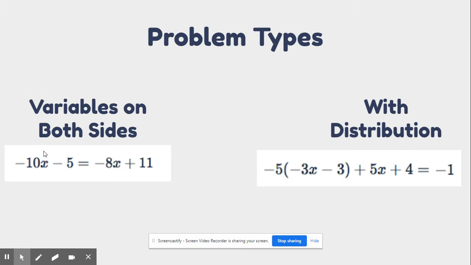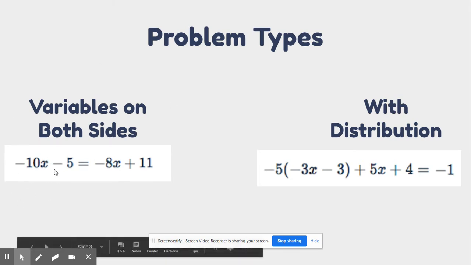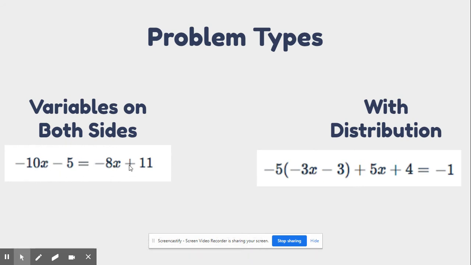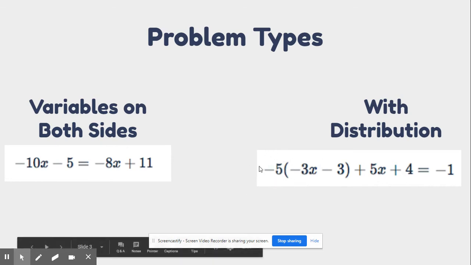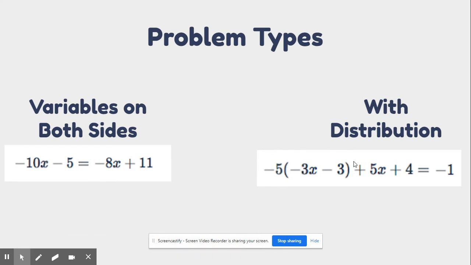we're going to learn to solve these two types of problems. We have first a linear equation that has variables on both sides. So in this left example, you can see that there's an x variable on the left side of the equal sign. There's also an x variable on the right side of the equal sign, that is. And then the second problem type is solving a linear equation that has distribution in it. So if you look here, this -5 is outside a pair of parentheses, and so we know we can distribute that -5 and then solve.